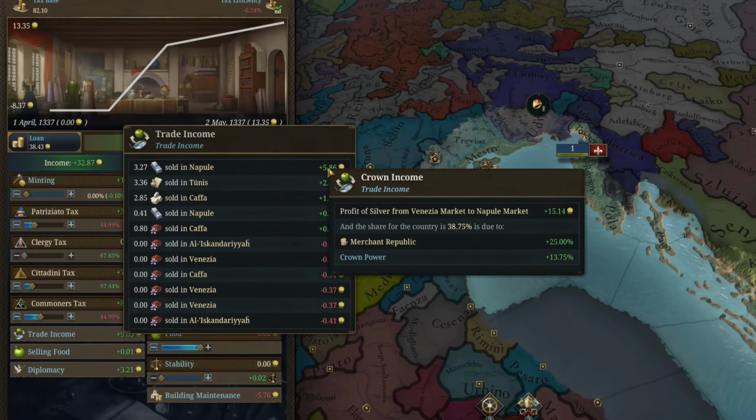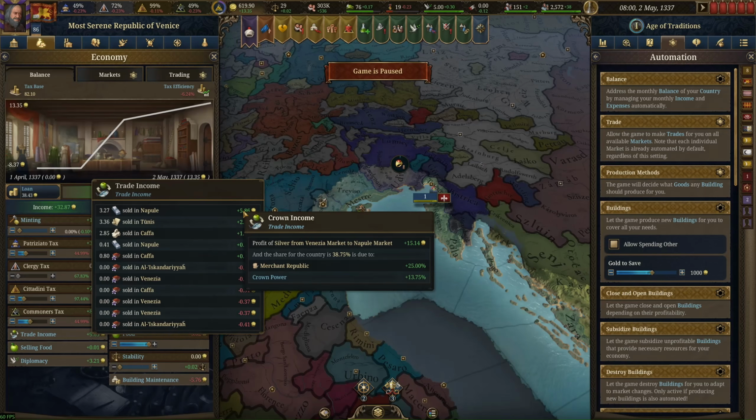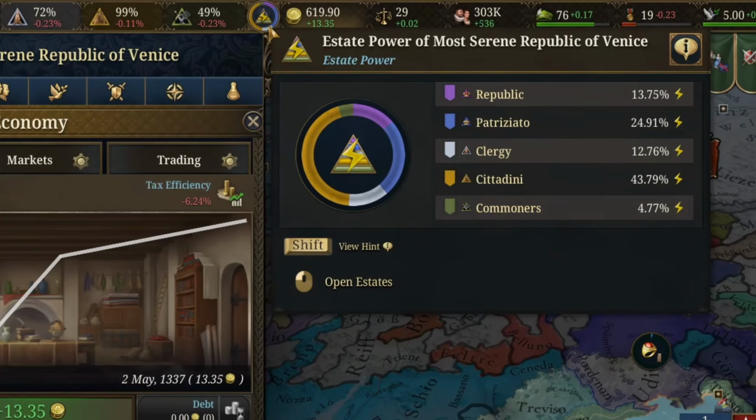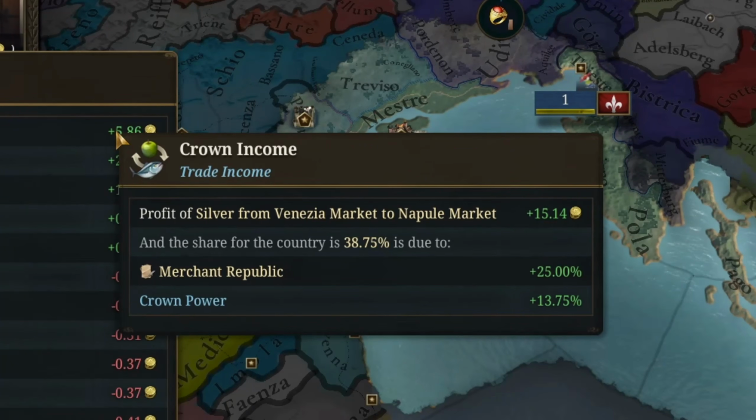In this regard, merchant republics have a huge advantage, because this government type adds as much as plus 25% to your crown power. So Venice does not actually take 13% of trade profits, but nearly 40% in reality. Yes, merchant republics are a bit OP when it comes to trade.